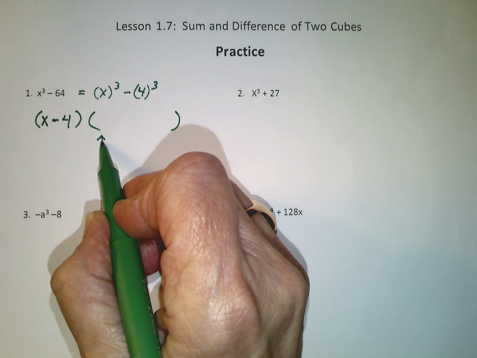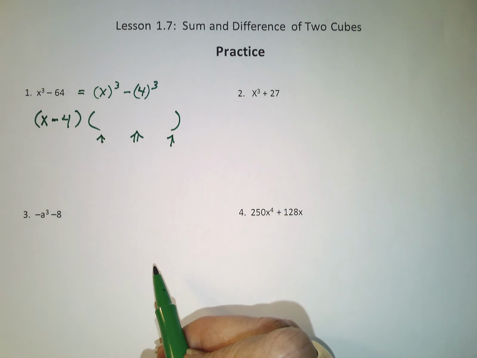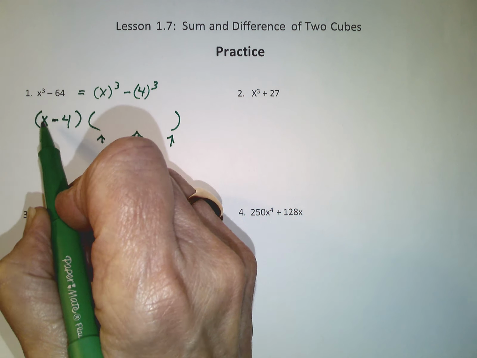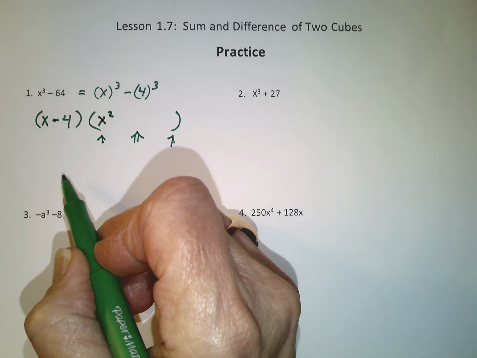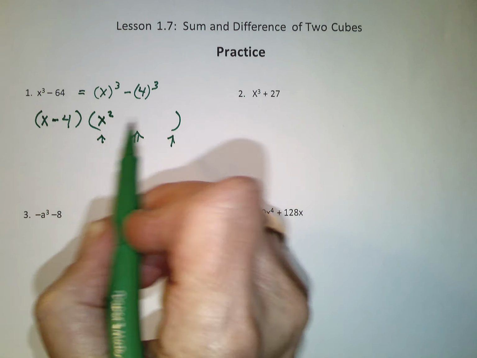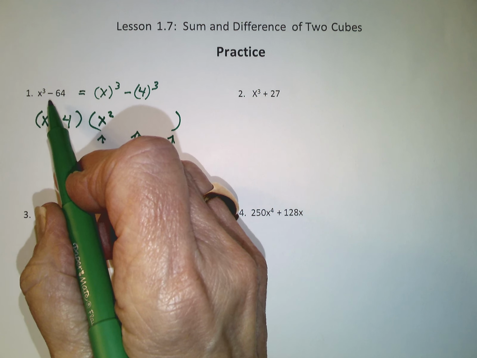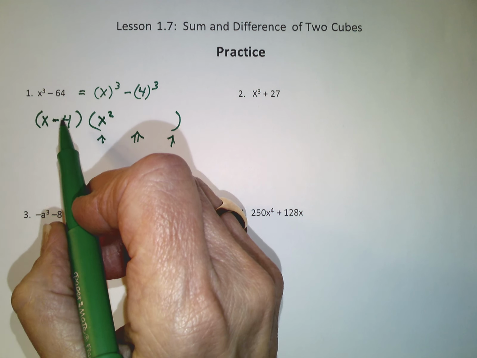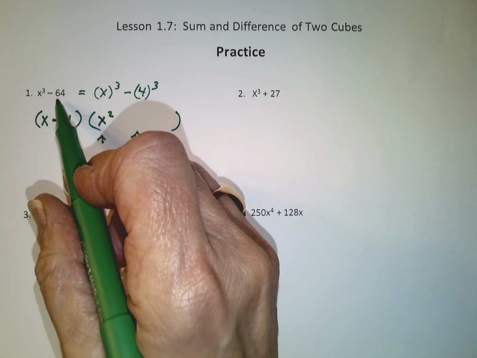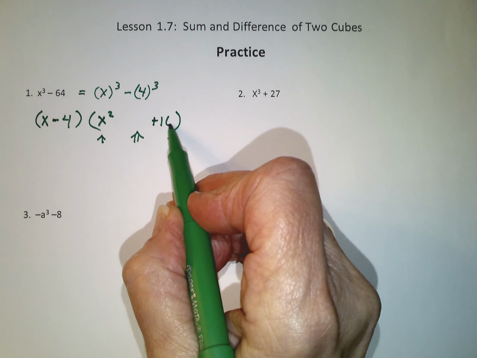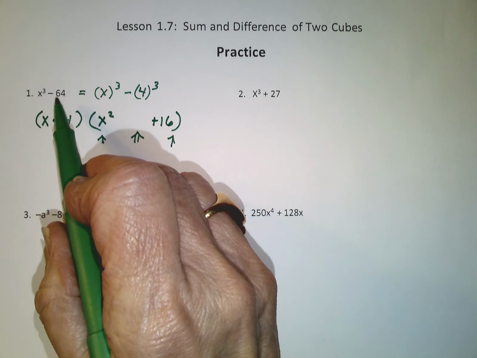And then we're going to figure out what the first term is here, what the last term is, and what the middle term will be. So what do we multiply times x to make x to the third? That would have to be x to the second. Down at the right, what do we multiply times negative 4, and it comes out negative 64? Well, if we multiply times the negative and it stays negative, this has to be a positive 16. Negative 4 times positive 16 multiplies out to negative 64.